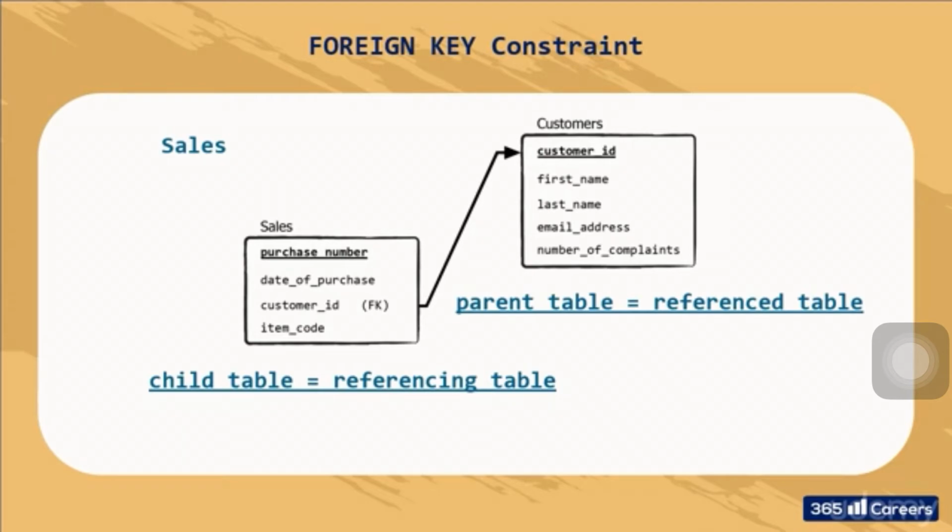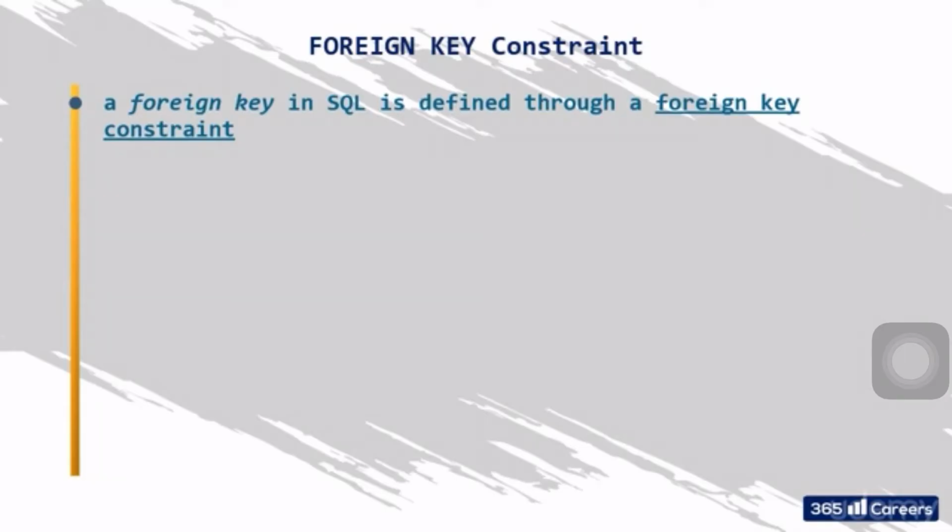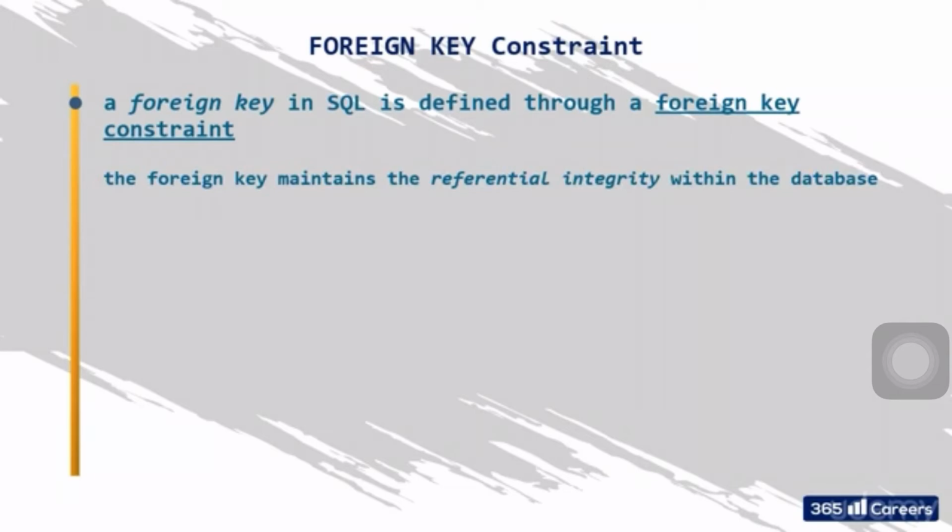Remember the following. A foreign key in SQL is defined through a foreign key constraint. This type of constraint verifies that the values in the child and parent tables match. Technically speaking, we could say the foreign key contributes to or maintains the referential integrity within the database. Good. Let's explore the syntax needed for this operation.